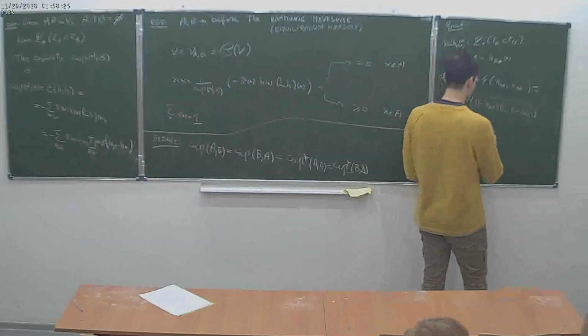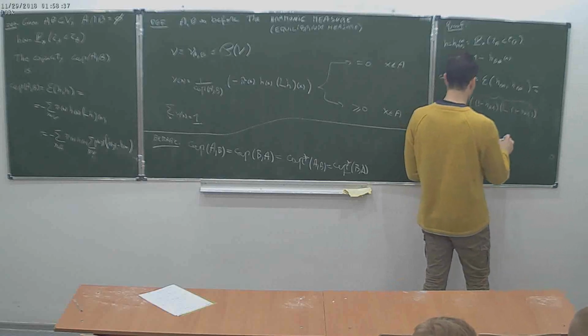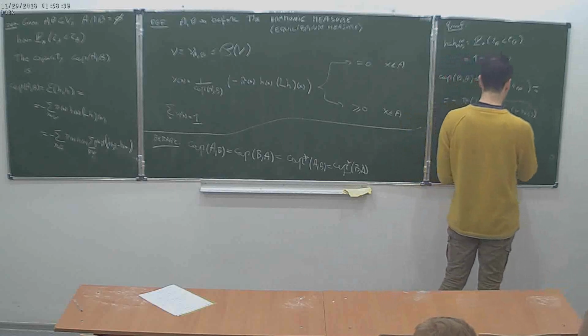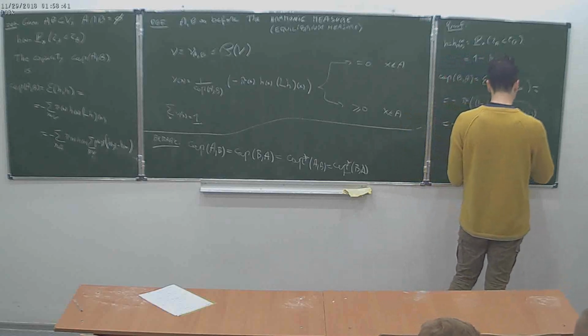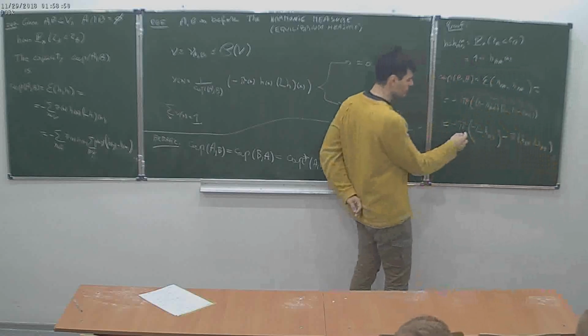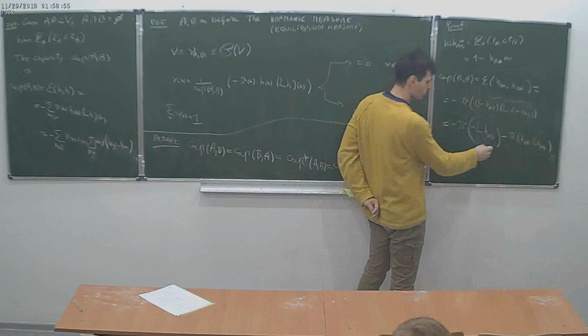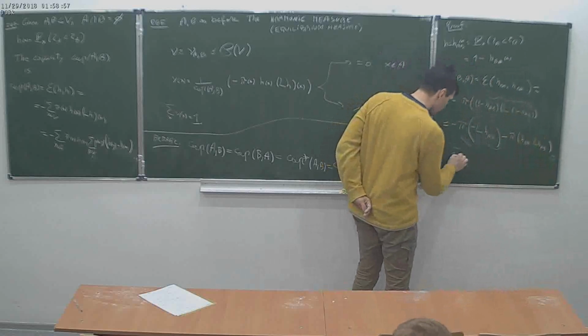Pi of a function was the sum over x of pi of x times the function at x. Now the function is this whole guy here. So L on 1 is 0, so we get 1 times minus L H A B, minus pi of H A B, L H A B.